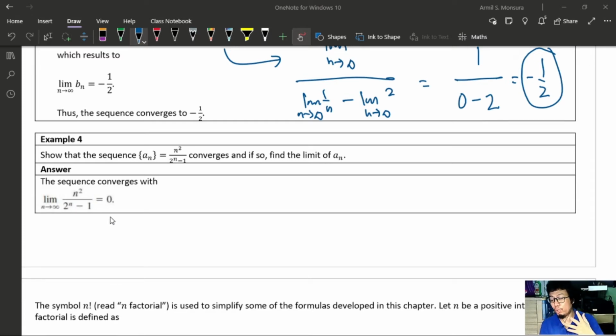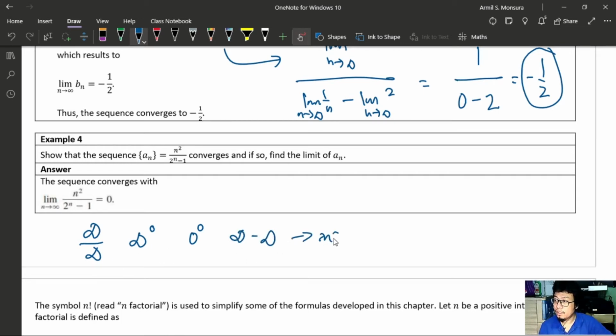The L'Hopital's rule allows us to evaluate limits of expressions which, when you evaluate the limit, become one of the indeterminate forms: infinity over infinity, infinity raised to 0, 0 raised to 0, and infinity minus infinity. So these are some of your indeterminate forms. If your expression becomes one of these when you evaluate the limit, then you can use L'Hopital's rule.